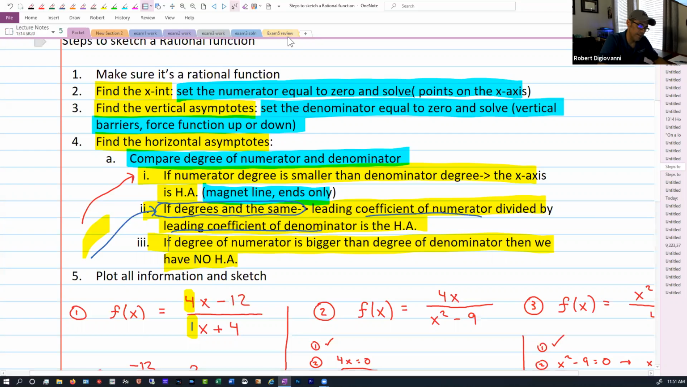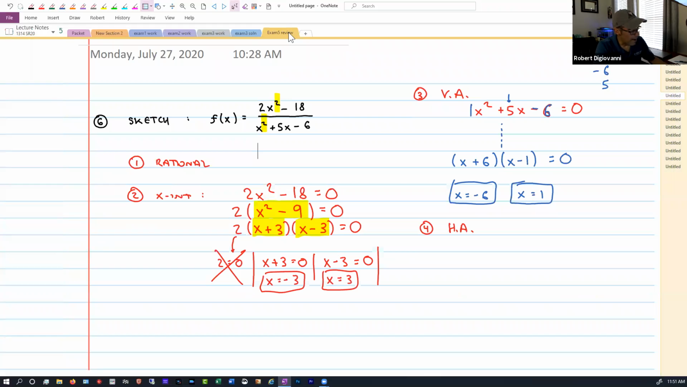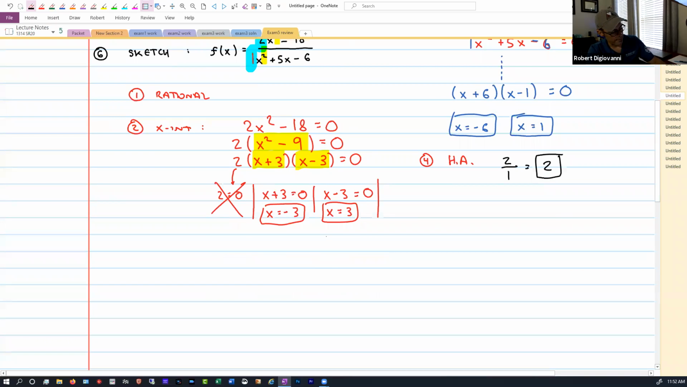So this one's a little tricky. You've got to go back here. You've got to identify the leading coefficient of the numerator, which is 2, and the leading coefficient of the denominator, which is a 1, even though it's not written. And then you make a fraction out of those. So 2 over 1 equals 2. That is our horizontal asymptote. So that's where our horizontal dotted line is that we're going to draw only at the edges. Any questions on that step? Because I'm ready to put this all on a graph.